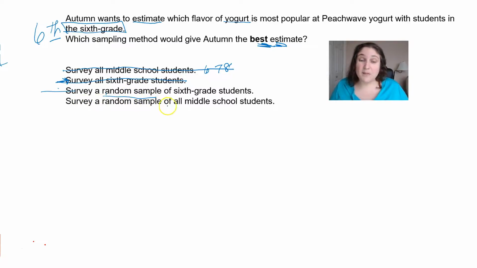Survey a random sample of all middle school students. Well, this takes us back to the same problem before. Before we were doing all 6th, 7th, and 8th grade. If we only care about 6th grade, it wouldn't make sense for us to figure out what 8th graders want because we're only looking at 6th grade. So that's why it's not going to be this one.